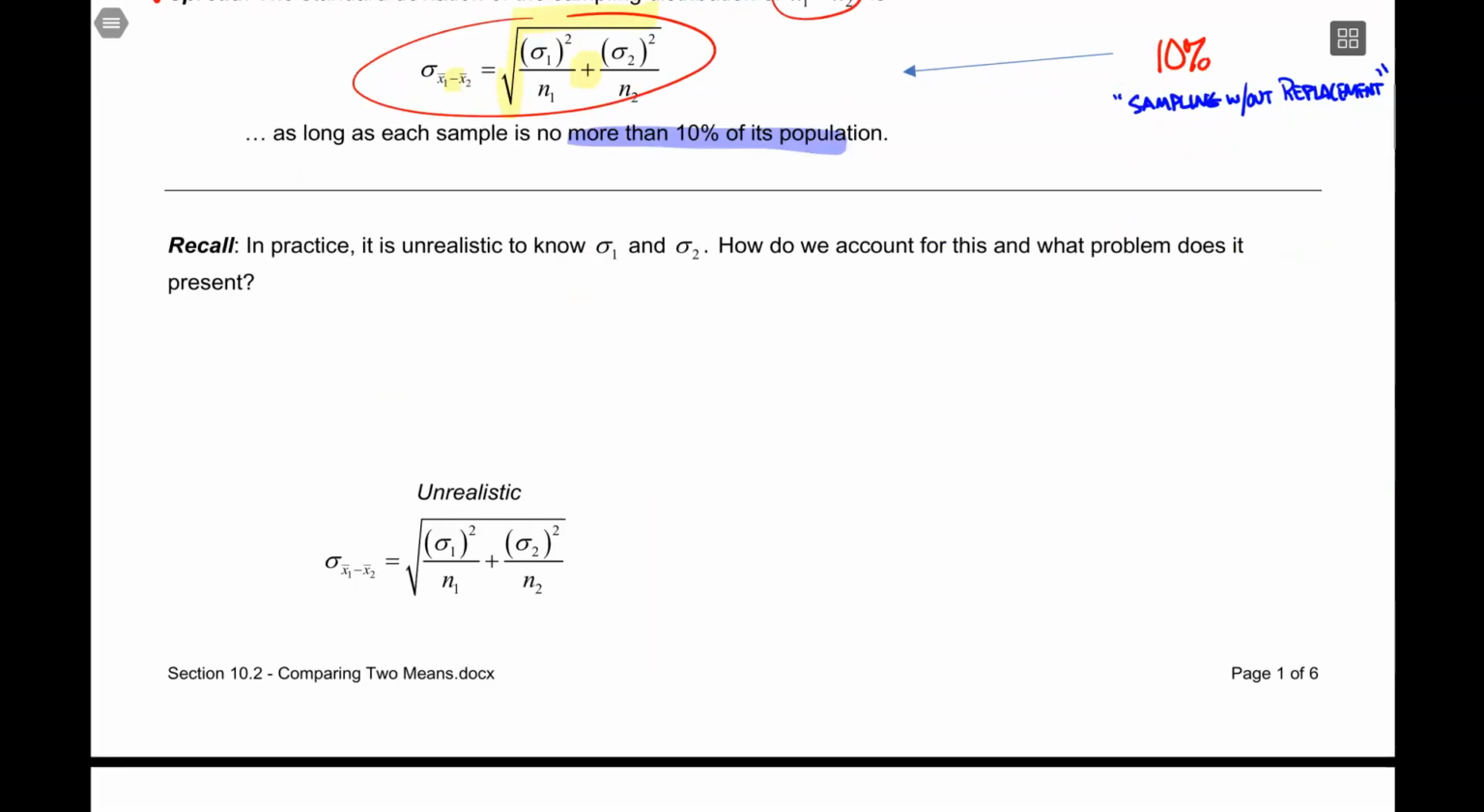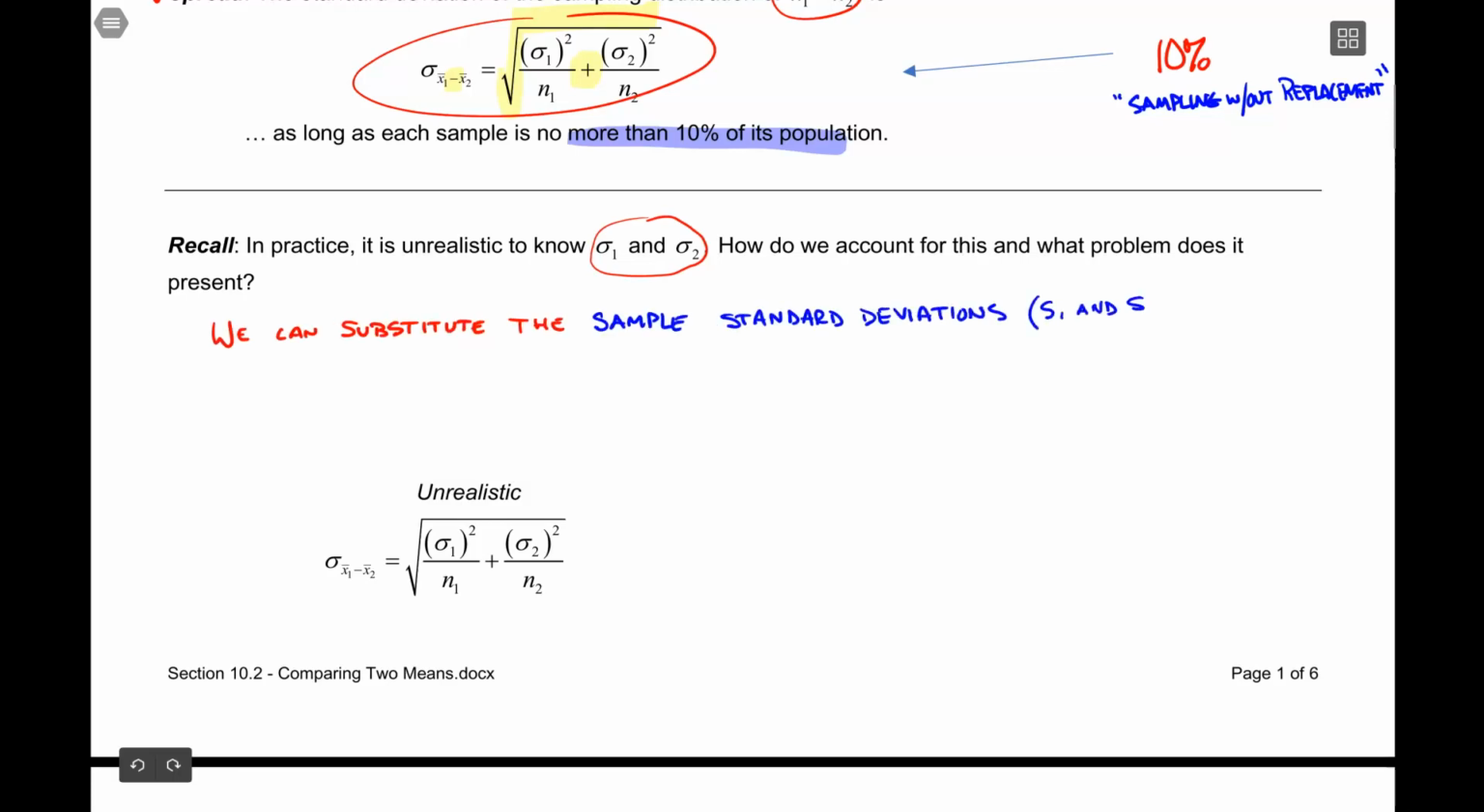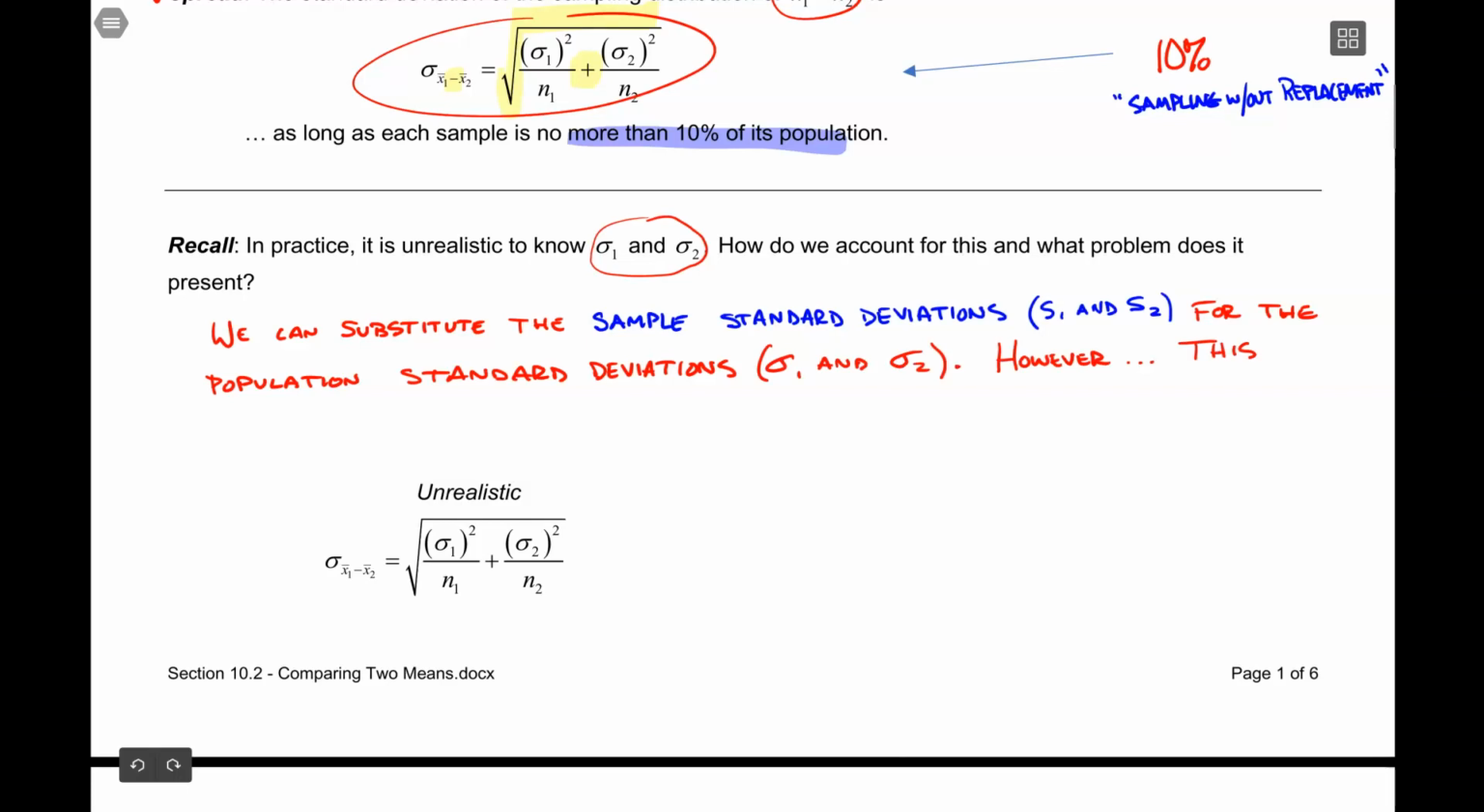I want to talk a little bit now about standard deviation. I want you to recall that in practice, it's unrealistic to know the standard deviation of the population. So how do we account for this, and what problem does it present to us? This is what I recall. Okay, so we can substitute the sample standard deviations S1 and S2 for the population standard deviations sigma 1 and sigma 2. However, this will produce more variability than expected.